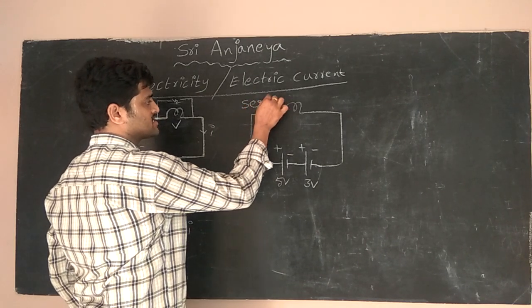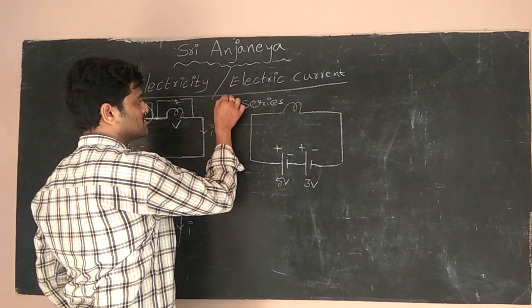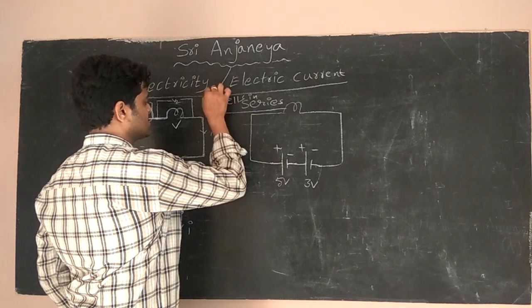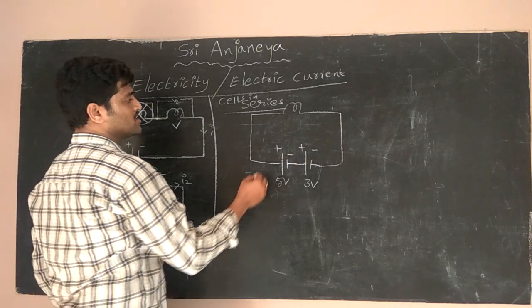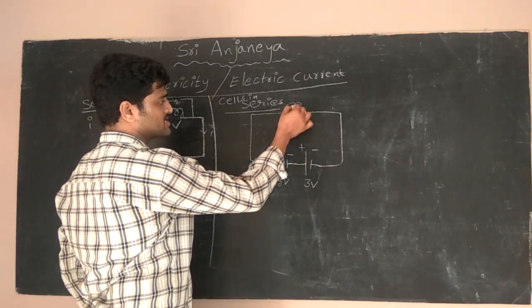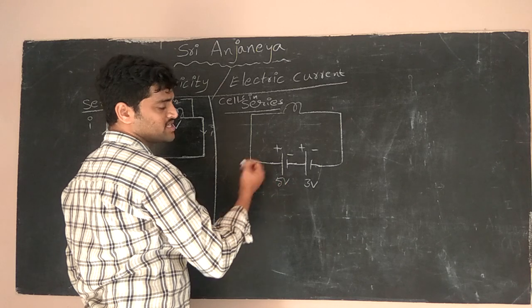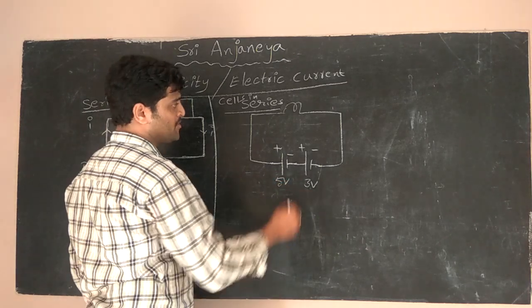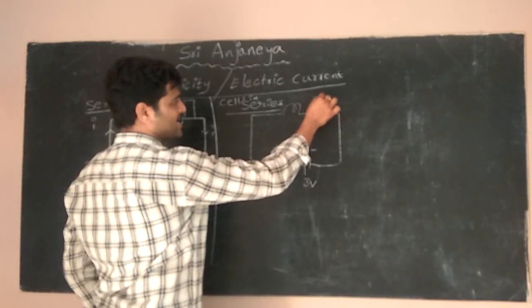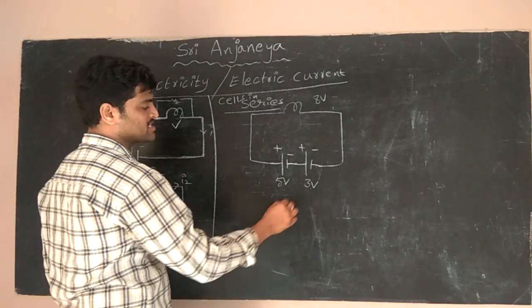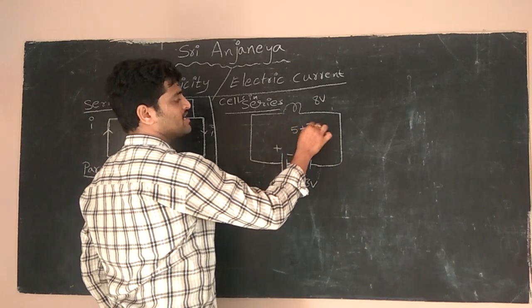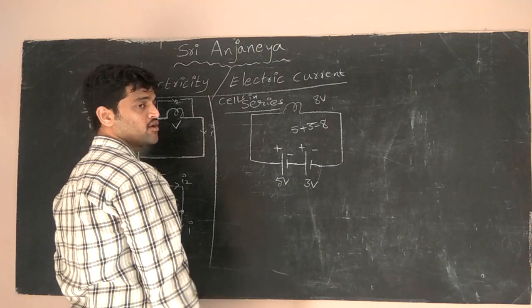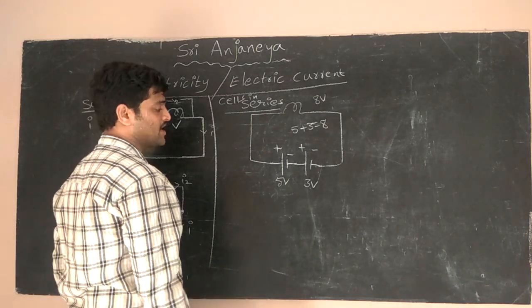This is the series cells, cells in series. Here the bulb is connected with the two cells, one having 5 volts and the other having 3 volts. The bulb will glow with 8 volts, that means 5 plus 3, 8. So this total voltage is used by the bulb and the bulb glows very brightly and effectively.